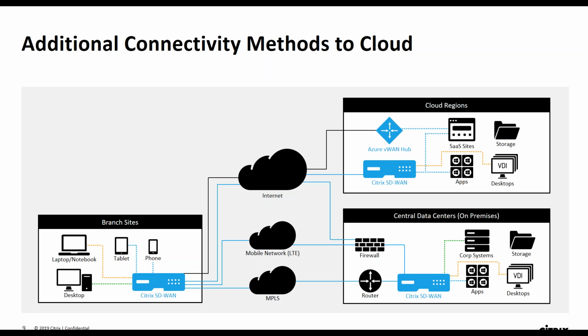On top of this, we do have some additional methods of connectivity to the cloud. One of them is Azure Virtual WAN Hub, which basically allows us to directly connect our branch sites to cloud resources without utilizing some public internet links.